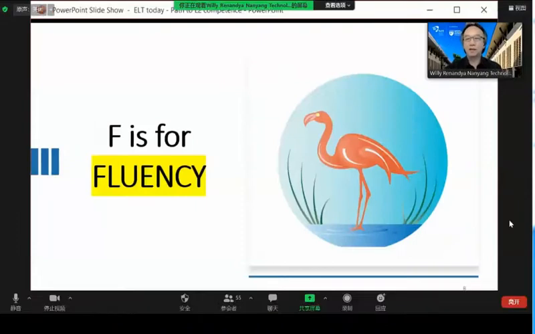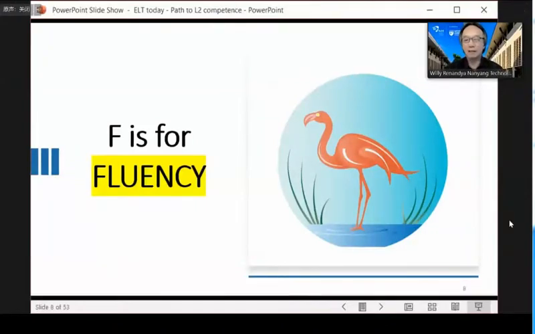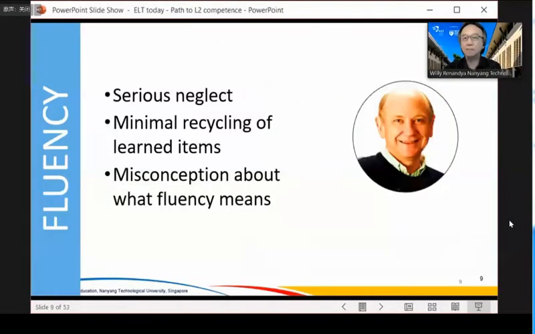The first one is F. F stands for fluency. The idea behind fluency is something that most of you are familiar with, but surprisingly, at least according to Paul Nation, and I will cite his ideas as well, fluency has not been given enough attention in the classroom. Now, that is something that we need to be paying attention to.